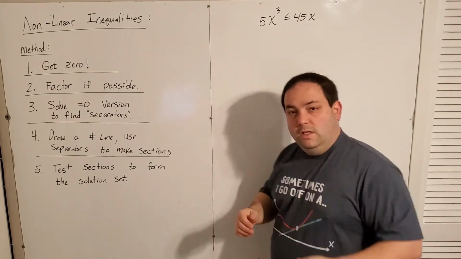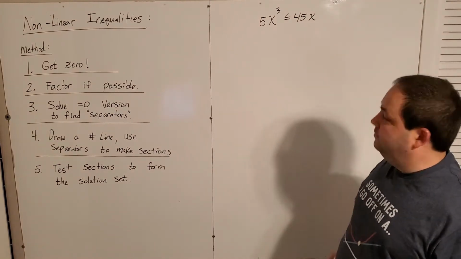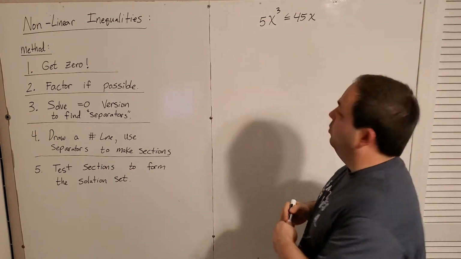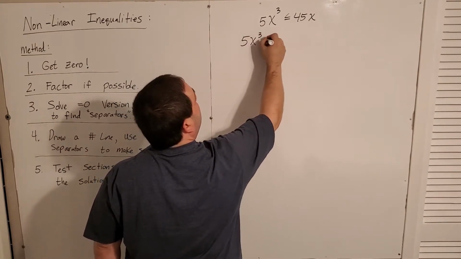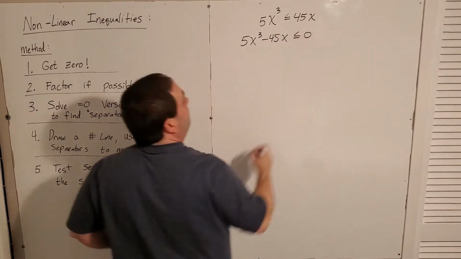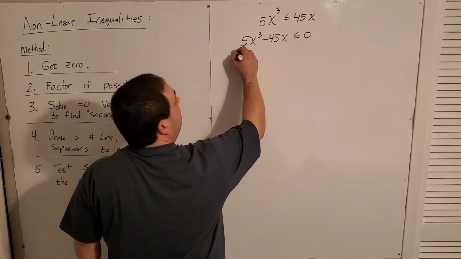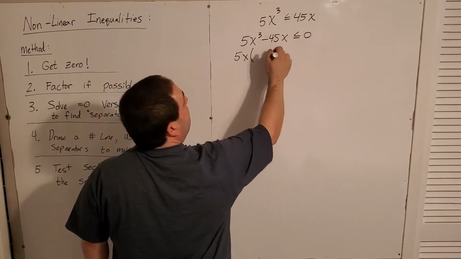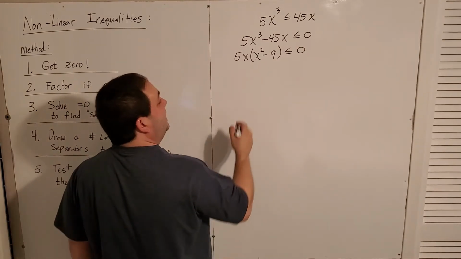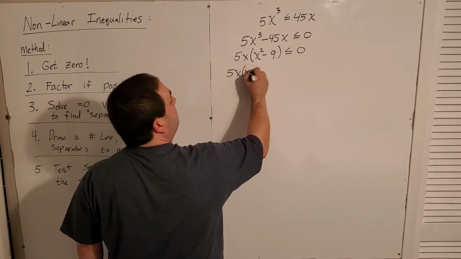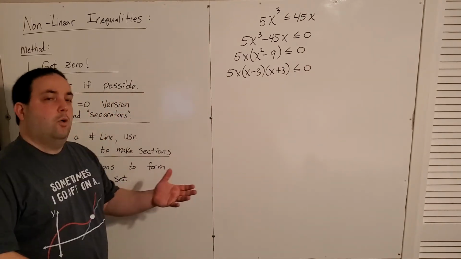Okay? So let's get an example here while I've got this going. So I'm starting with this inequality here, right? Step 1, I'm going to get 0 on one side by subtracting 45x from both sides. So, then factoring if possible. So I can GCF a 5x out. That's going to leave me with x squared minus 9. And I can actually factor x squared minus 9 again. Okay, so now I've got it all broken down and everything.